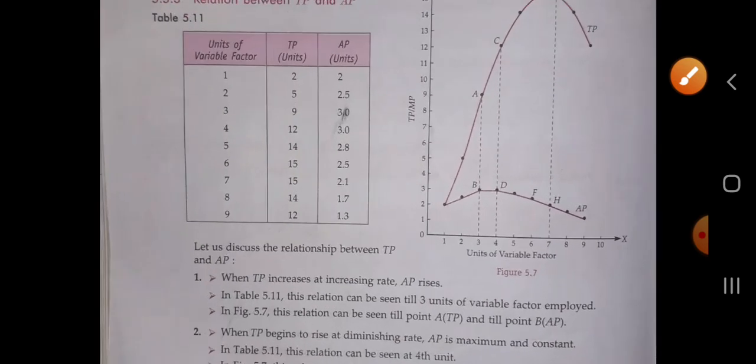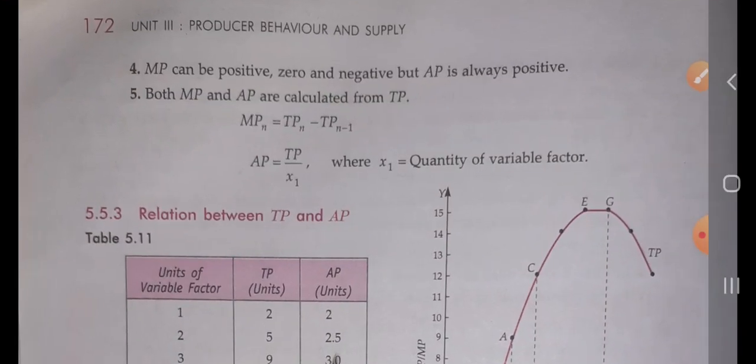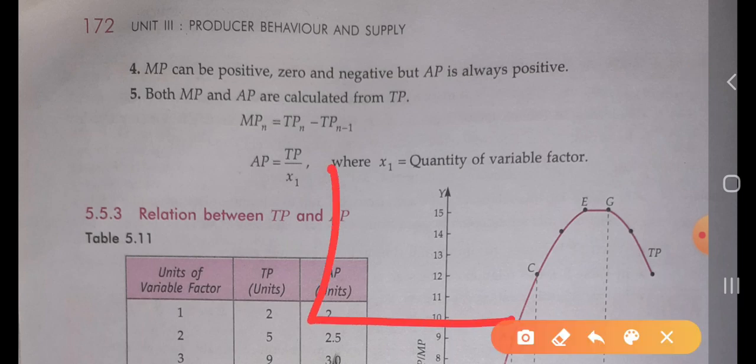Okay, now the next point: MP can be positive, 0 and negative, but AP is always positive. Both MP and AP are calculated from the TP. Okay, what it says is that the value of MP can be positive, it may be 0, it can be negative also.